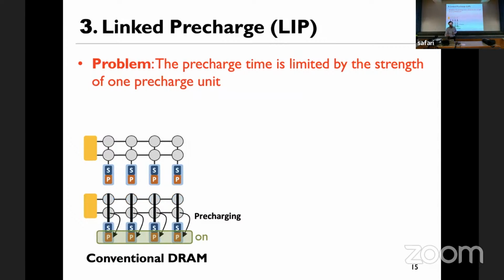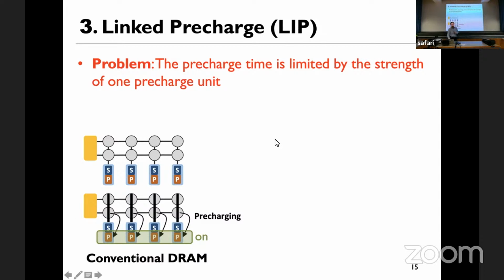The goal, the history of this work is that we wanted to really solve the problem with RowClone, which is inter-subarray data movement. So we clearly solved it. But it turns out solving that using this idea by increasing connectivity between subarrays enables other benefits like linked precharge.